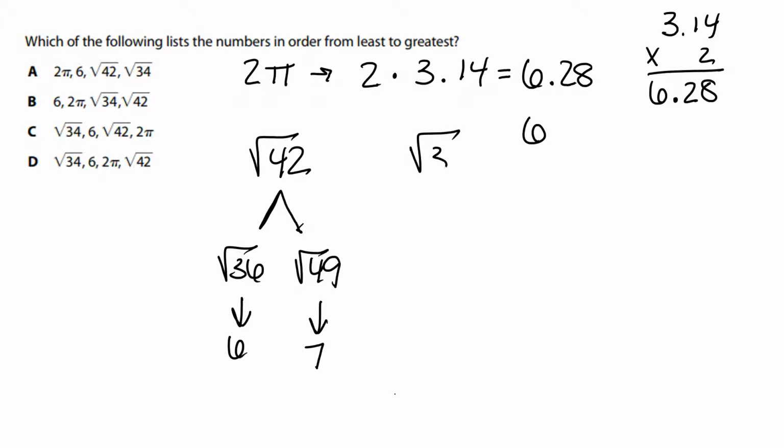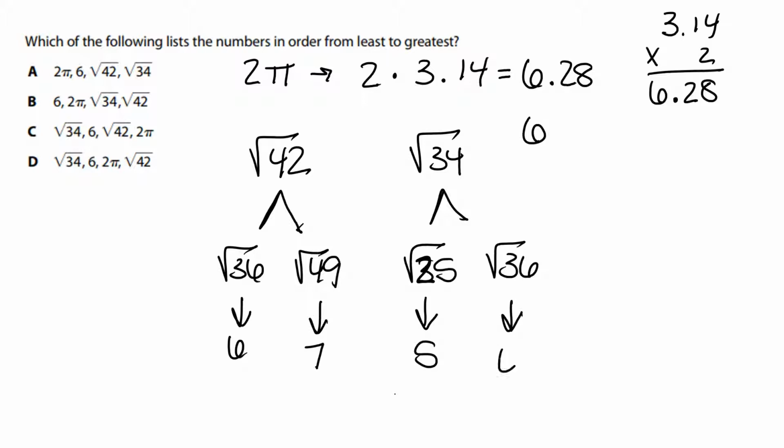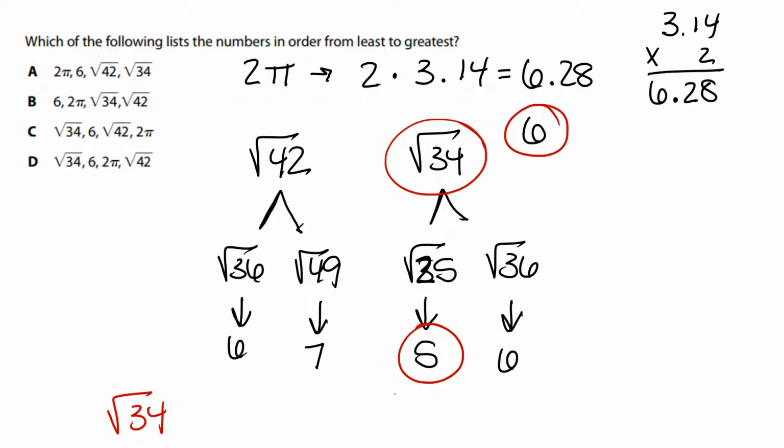The other one is the square root of 34. Again, it is not on our perfect square list, so we're going to have to go between 25 and 36. Square root of 25 is 5. Square root of 36 is 6. So putting them in order from least to greatest, the smallest is going to be the square root of 34 because it starts with the smallest number, 5. The second value that's going to be the smallest is going to be the whole number 6 because it does not have any decimal points that go along with it.